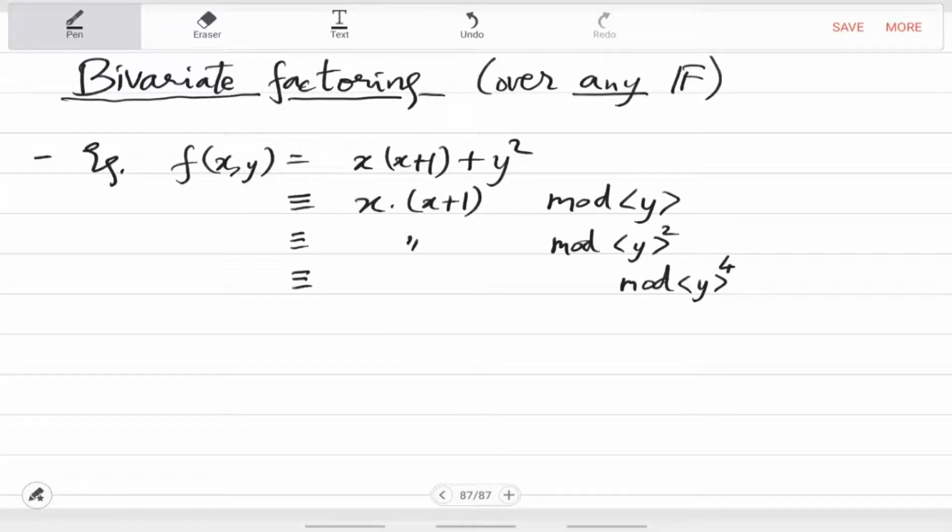So intuitively, the x mod y square should lift mod y to the 4, right, which means that you have to perturb x by some multiple of y square, and similarly x plus 1 you have to perturb by a multiple of y square. So what are these perturbations? So this will work.